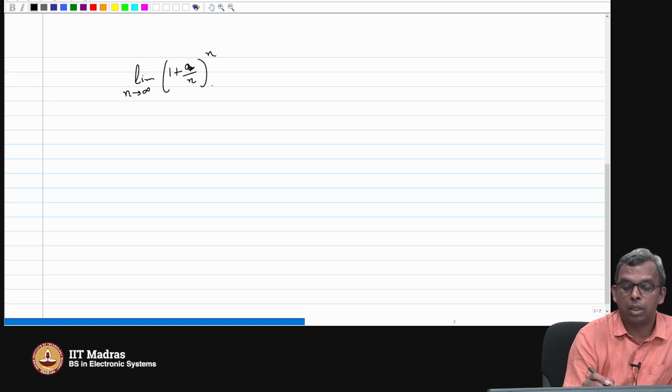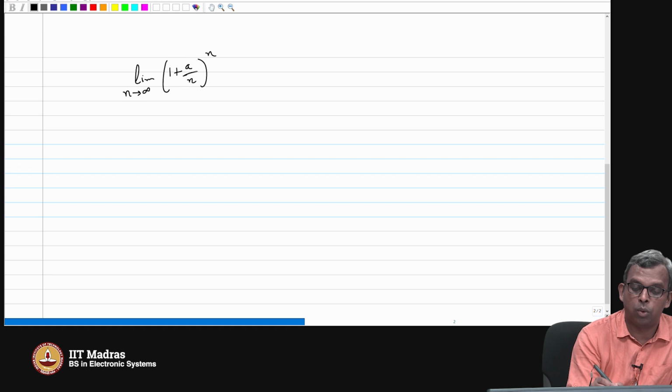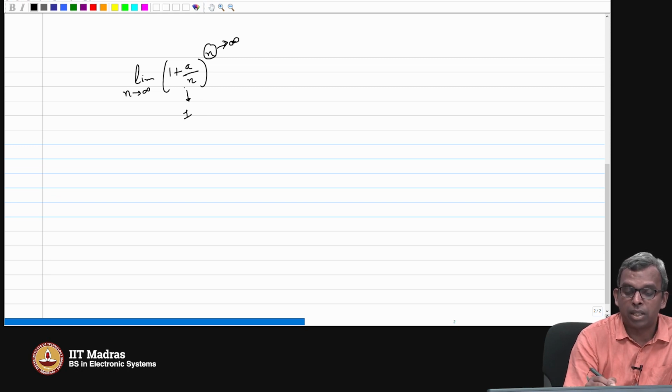Okay, so once again, one needs to see how to do this carefully, right? So you have to be very careful. So if n goes to infinity, this is tending to 1, right? That's okay, and that is tending to infinity, right? This is going off to infinity. So it's very tempting to say 1 raised to the power infinity is 1, so this will tend to 1. But you have to be very careful.